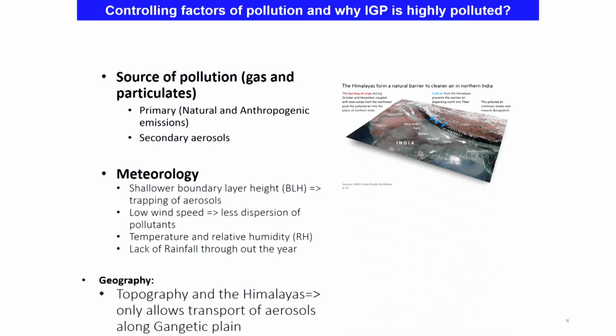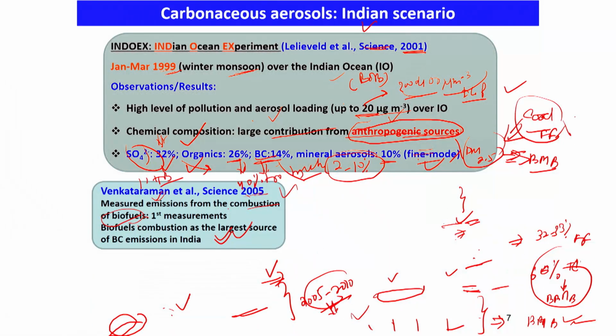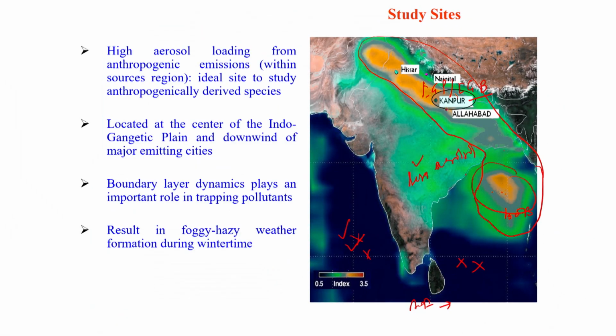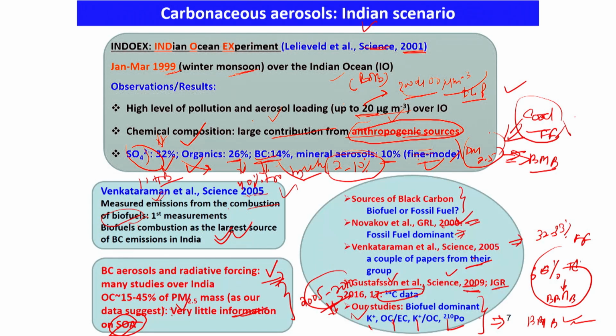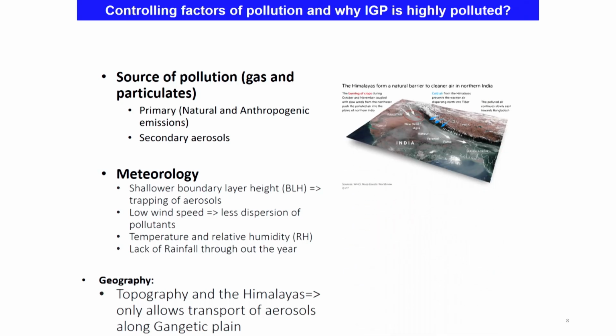This is another slide. So as I said, if you just remember in the previous slide, I was discussing why these aerosols are confined here in the Gangetic plain. This is the slide that will give you the controlling factors of air pollution in the Gangetic plain, and why the Indo-Gangetic plain is so highly polluted. Okay, so this is very important here.